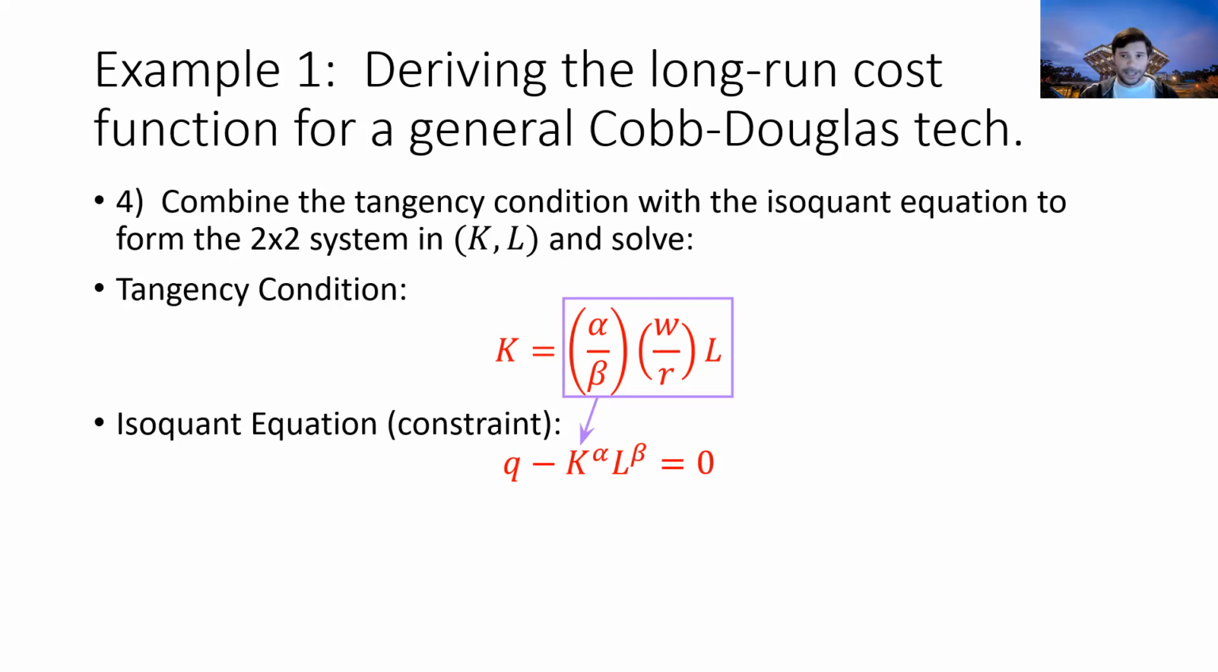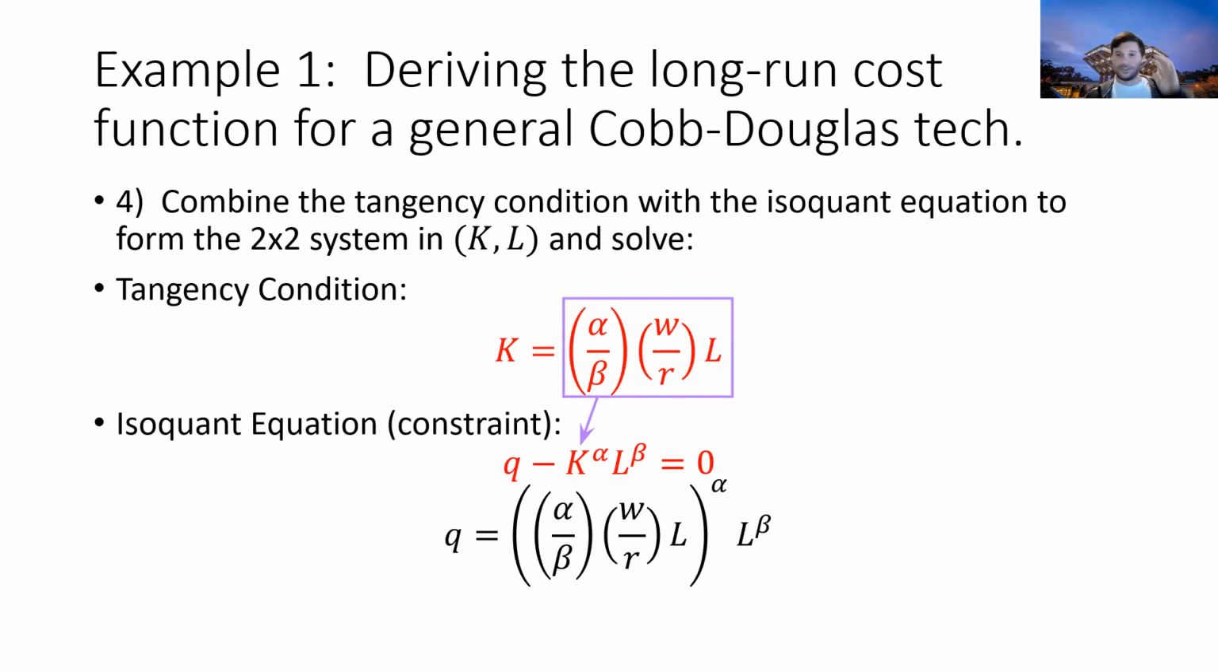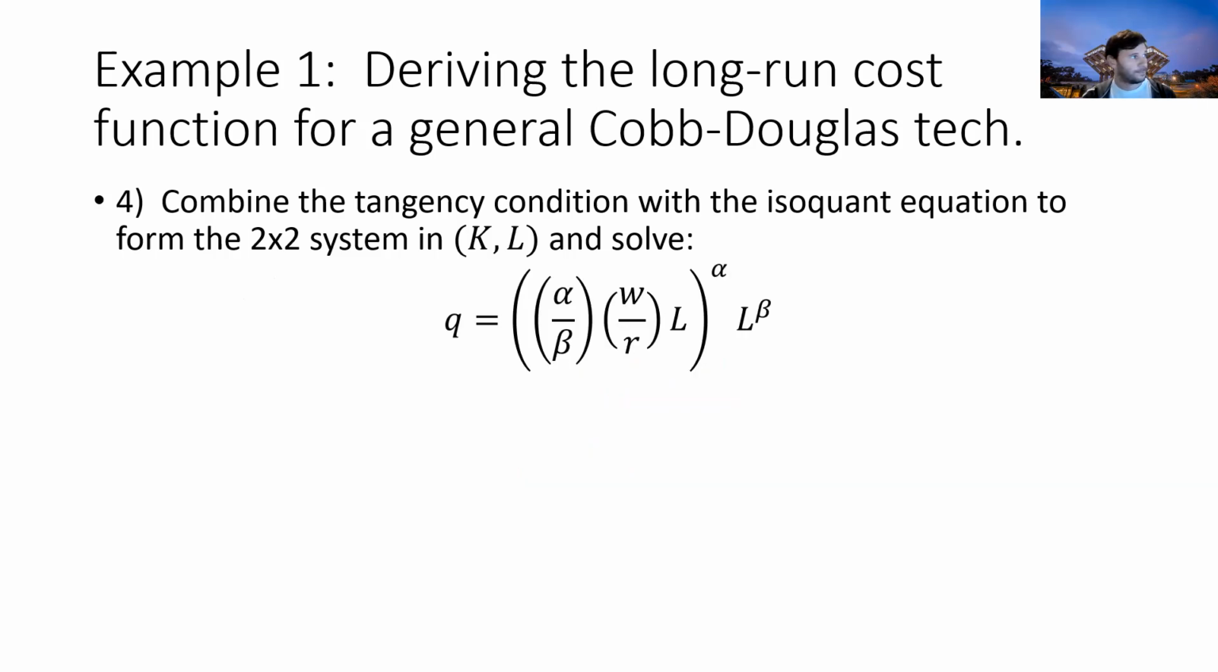If we plug that in, the constraint equation becomes the following. We have the tangency condition essentially to the alpha times L to the beta there. We should now be able to solve that resulting equation for L. In fact, let's do that. We have an L to the beta on the outside, and we have an L that's actually raised to the alpha power on the inside.